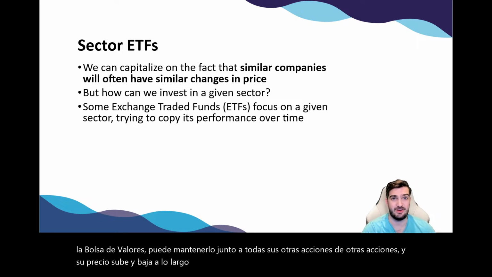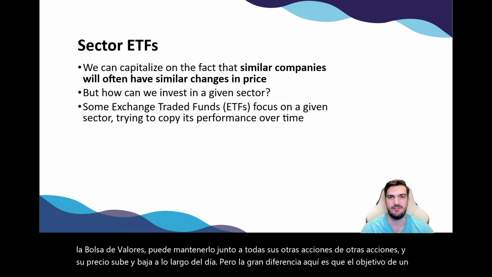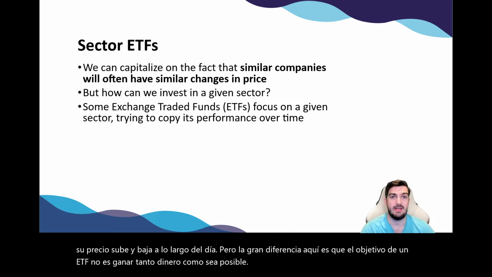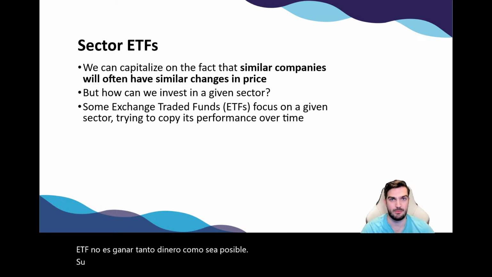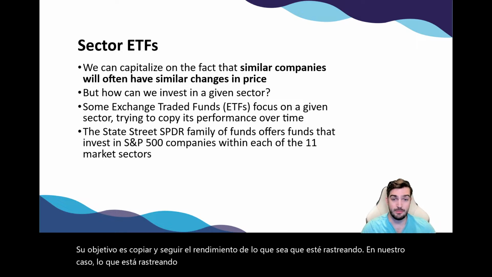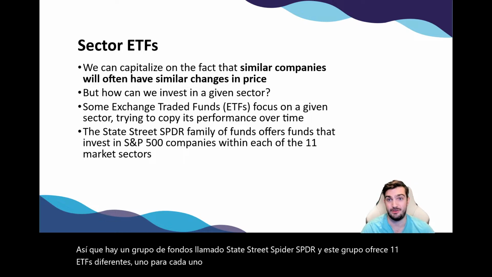But the big difference here is that an ETF's goal is not to make as much money as it possibly can. Its goal is to copy and follow the performance of whatever it's tracking. In our case, what it's tracking is a sector. So there is a group of funds called State Street Spider, SPDR. And this group offers 11 different ETFs, one for each of the different market sectors.